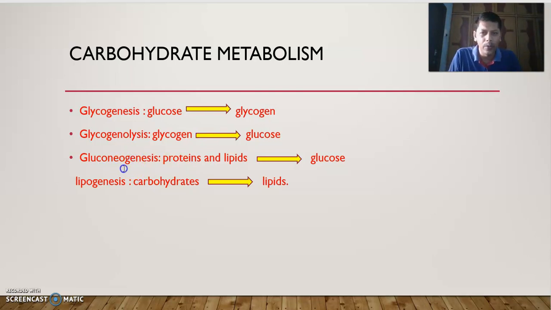Next one, gluconeogenesis. Neo means new. Gluconeogenesis is the synthesis of glucose from non-carbohydrates, that is, from proteins and lipids. If glucose is formed from non-carbohydrates like proteins and lipids, that is called gluconeogenesis. Neo means new. From new substances, glucose is formed, not from carbohydrate. This is called gluconeogenesis.